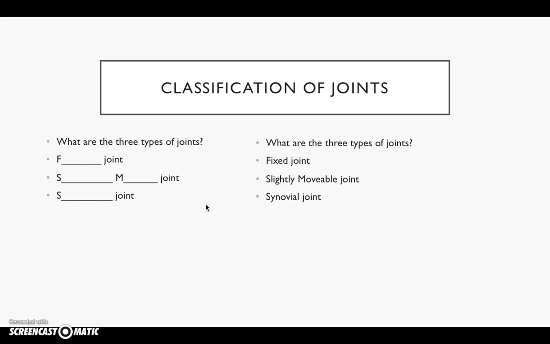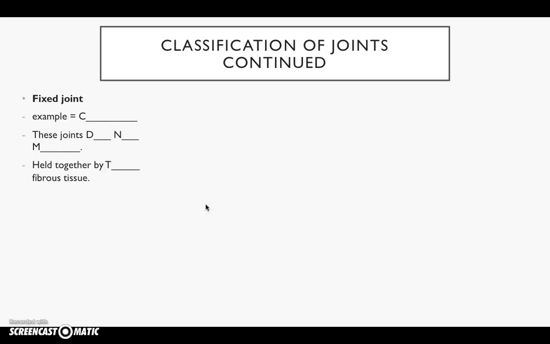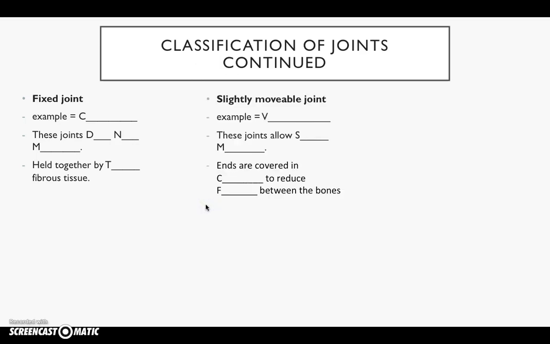Fixed joint, slightly movable joint, and synovial joint. We're going to go on to the next slide with a bit more detail on these classifications of joints. So first of all, fixed joint. We need to be able to describe a fixed joint, or at least key points of a fixed joint. Give me an example of a fixed joint, and then there's some information you should know about fixed joints. The same with slightly movable joints, and the same with synovial joints. So if you pause now and give those a go for me.